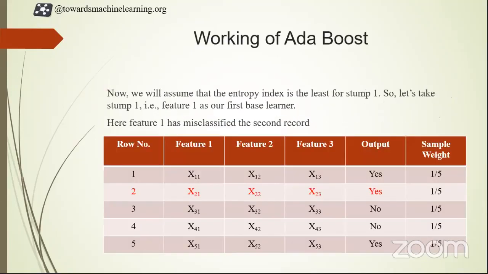Okay, now we assume that the entropy index for stump 1 is the least, and we have selected stump 1. Now, as we have taken this stump, this feature has incorrectly classified the second record. I have marked that in red. As you can see, this record is incorrectly classified by the first stump.